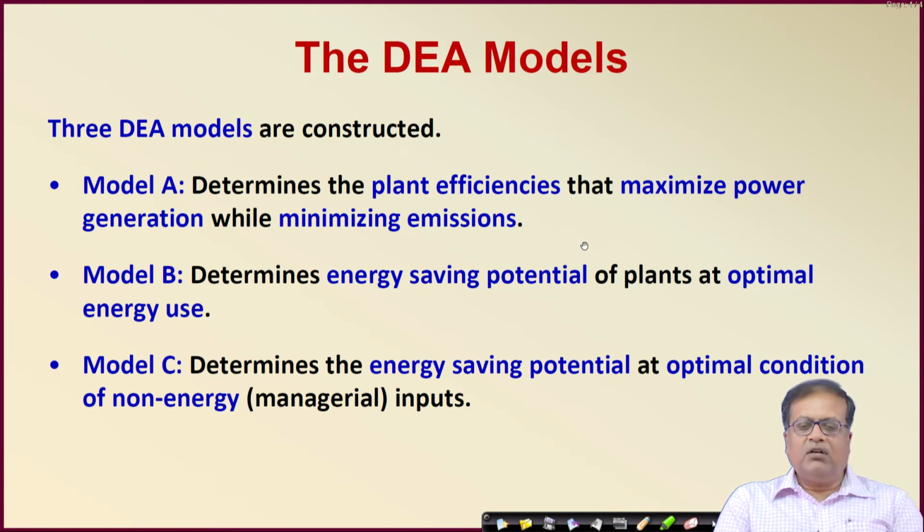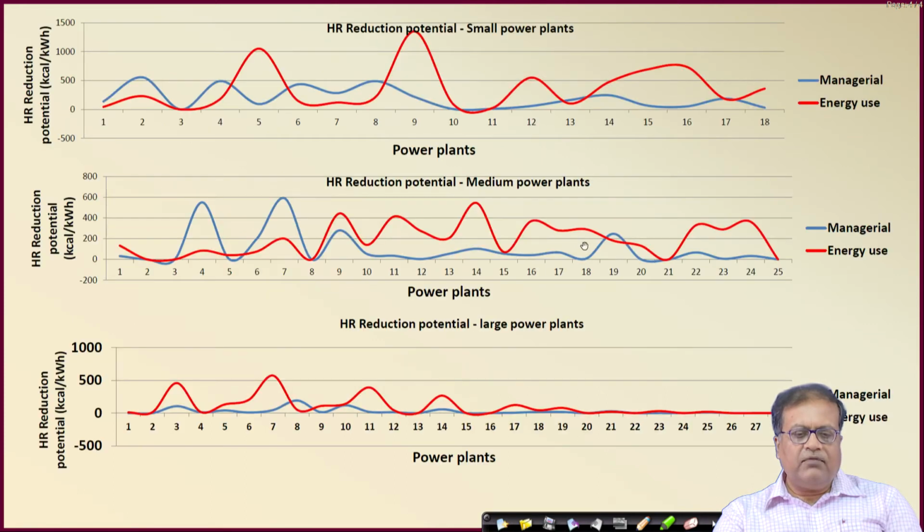Now, 3 DEA models are constructed. What are they? Determine the plant efficiencies that maximize power generation while minimizing emissions. Determine energy saving potential of plants at optimal energy use, and determine the energy saving potential at optimal condition of non-energy inputs. So, 3 different types of DEA models are used, and all these DEA models have given quite a bit of data.